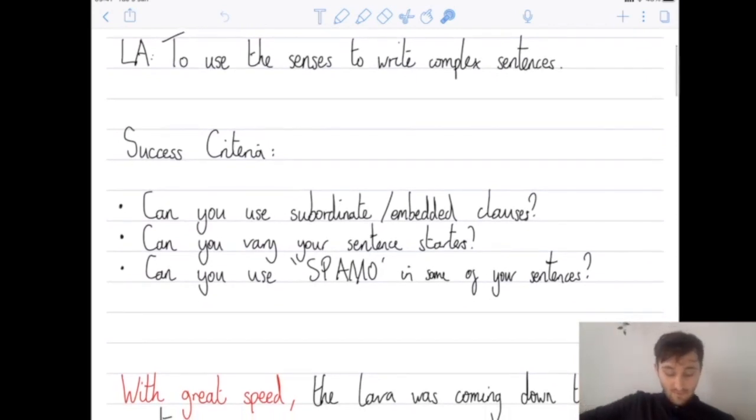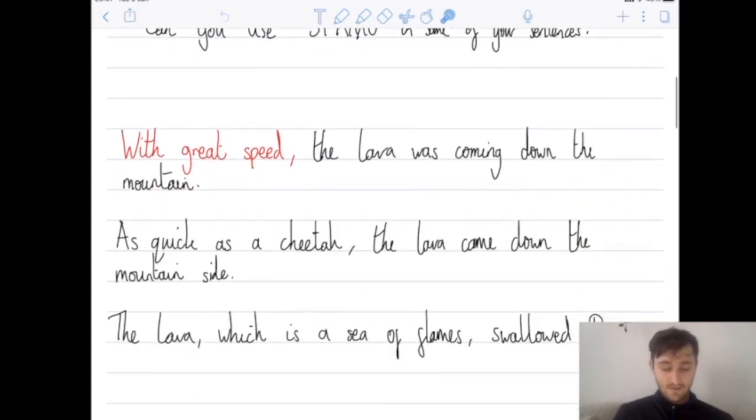Next, what we were doing on Monday, SPaG. So our similes, personification, alliteration, metaphors, and onomatopoeia. Can you use some of these in your sentences? So I've got an example.